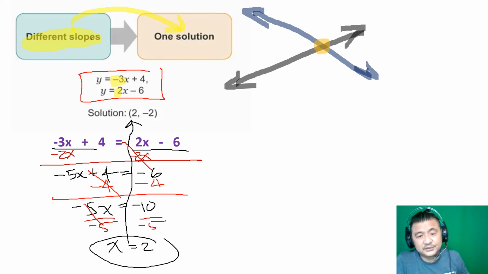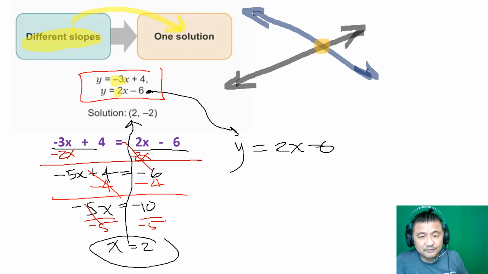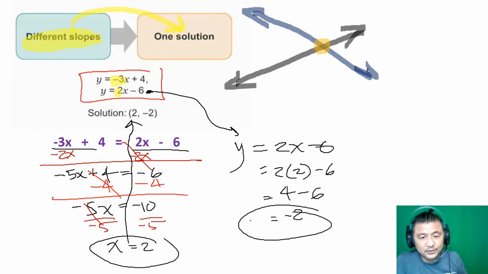Now, just for the sake of getting the other one, y is equal to 2x minus 6. I use one of the equations so that I could get the value for y. 2 times 2 minus 6, which is 4 minus 6, which is negative 2. So we know that's the y. Yes, our solution is 2 comma negative 2.